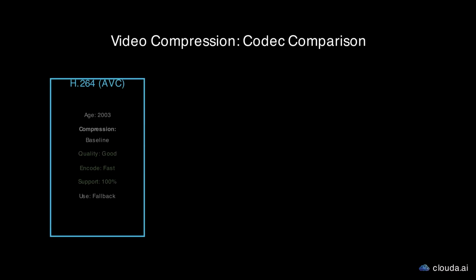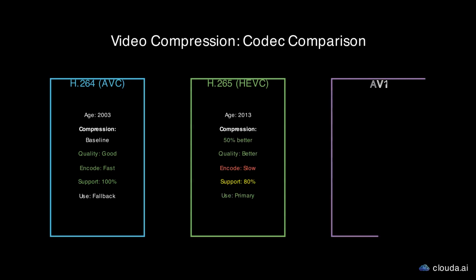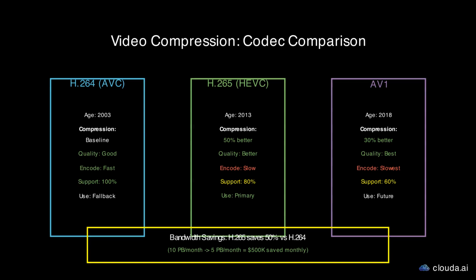The final trade-off is video compression codec choice. H.264 from 2003 is the baseline, good quality, fast encoding, and 100% device support. It's our fallback for older devices.